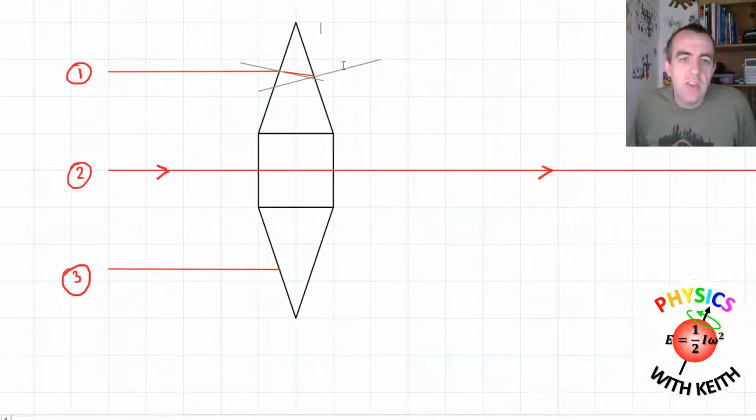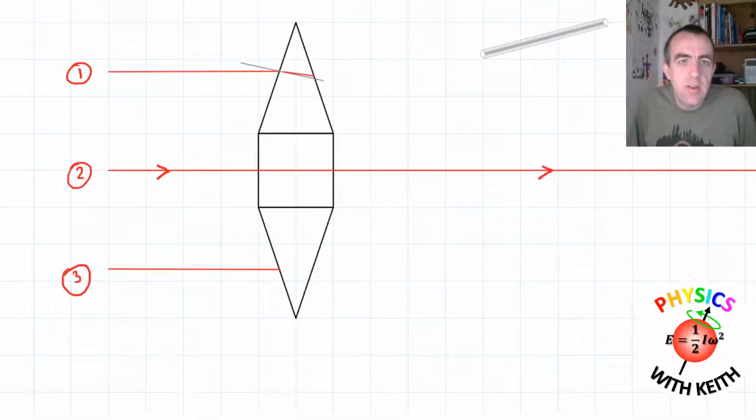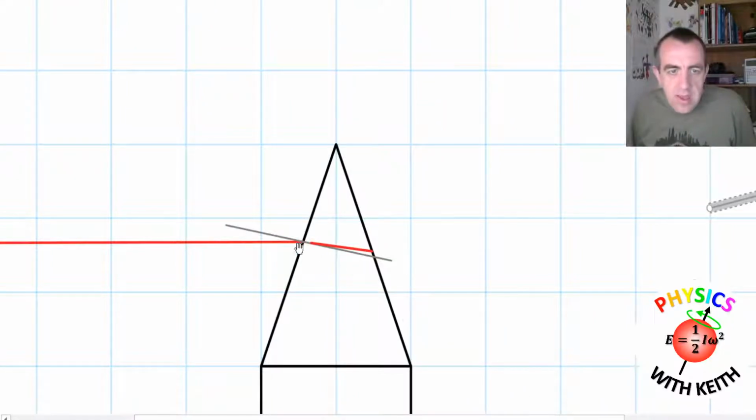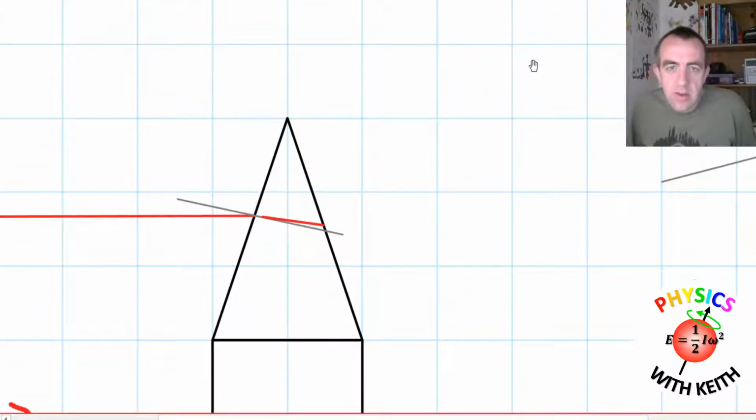Let's look at each of these normals in turn. I'll zoom in here so you can see it a little bit more clearly. This is another advantage of doing things with a virtual whiteboard. Here, at this interface, the red ray is refracted towards the normal, which is why it seems to bend down a bit, deflects downwards.